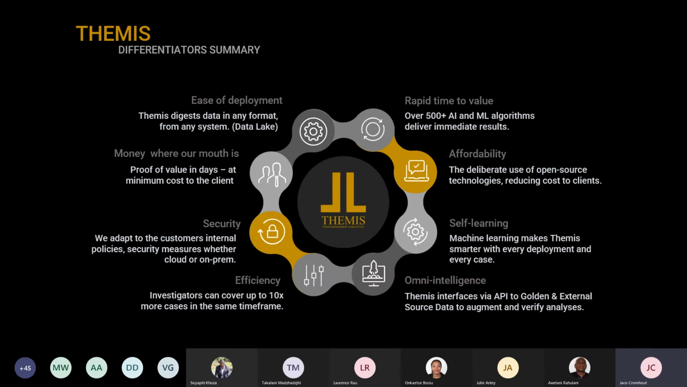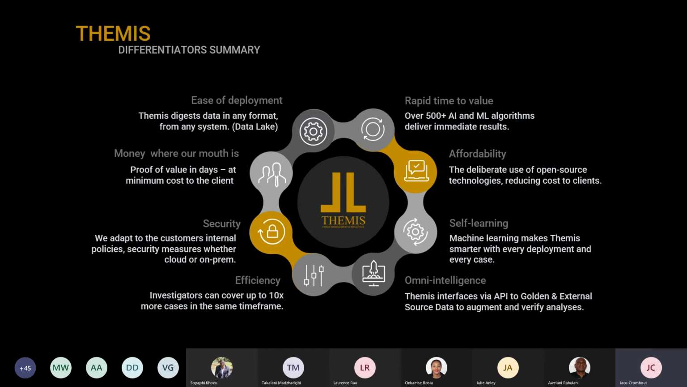Just a few differentiators before I hand over to my team. Rapid time to value. As I said, we come standard with an AI engine, more than 500 algorithms. We've got the machine learning entity. Also, from an omni intelligence perspective, we can interface and connect via API or other measures to more than 7,500 different external data sources out there. That's just to augment and verify analysis. That can be anything from CIPC, eNaTIS to your different credit bureaus, watch lists, whatever the use case stipulates, we can connect to it.